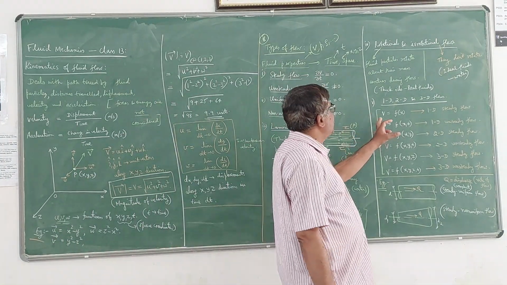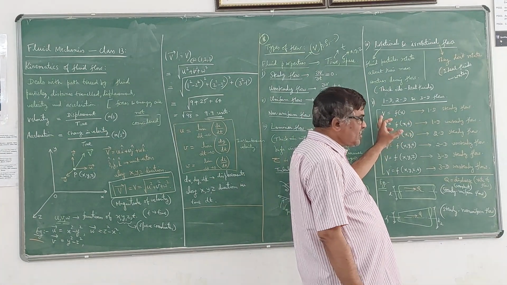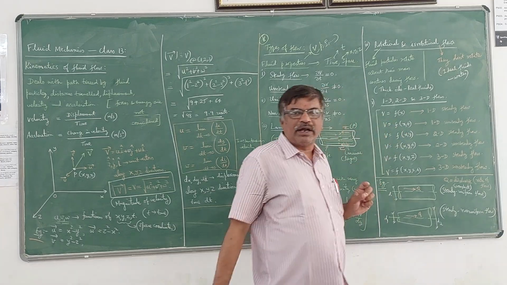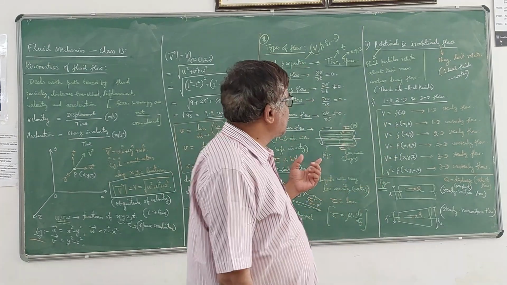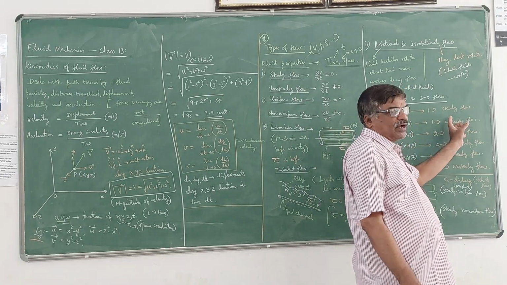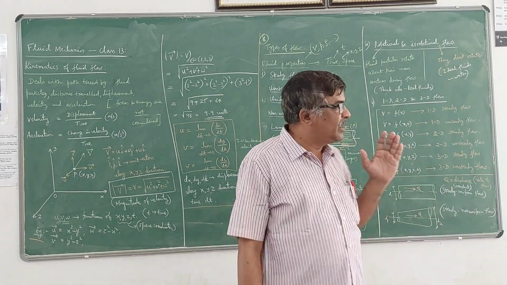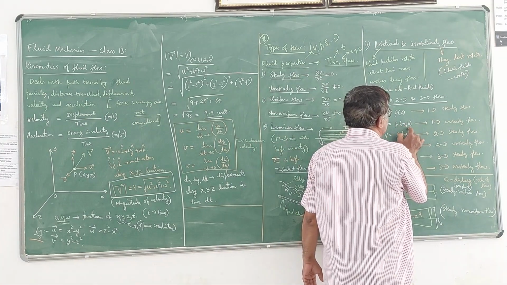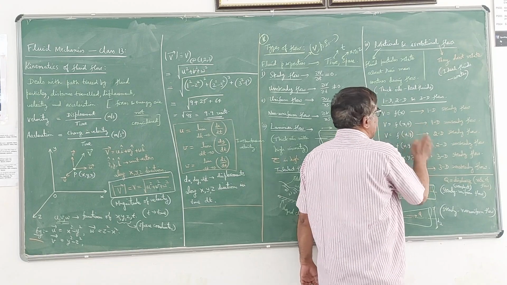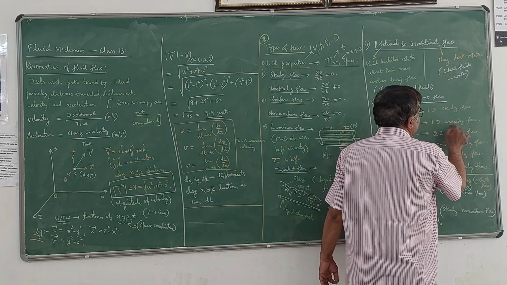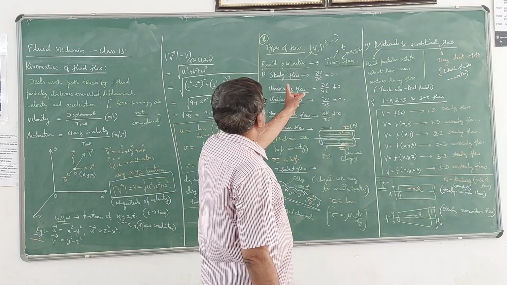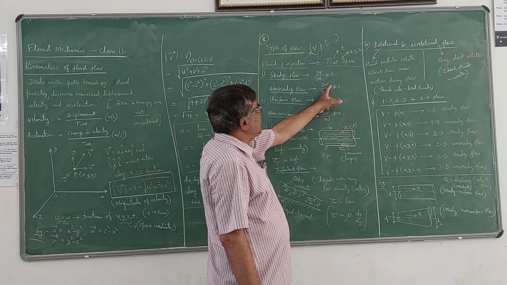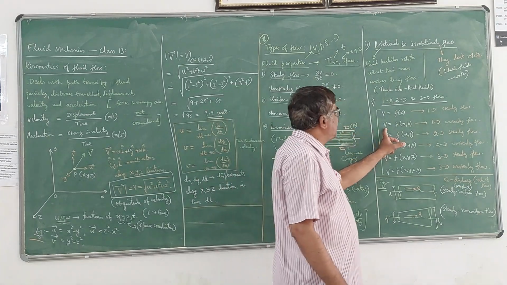Therefore, V is equal to f of x. That means, if the velocity of flow depends only on one space coordinate, then it is called one-dimensional steady flow, because it is independent of time. If t is also included, if V is a function of both x and t, then it is one-dimensional because only x is there, and t is also there, therefore it is unsteady flow. Unsteady flow means the velocity is varying with respect to time, that is why V is a function of time.